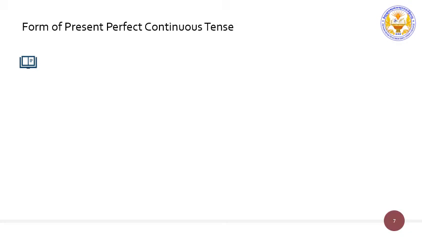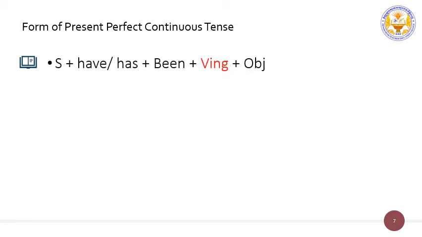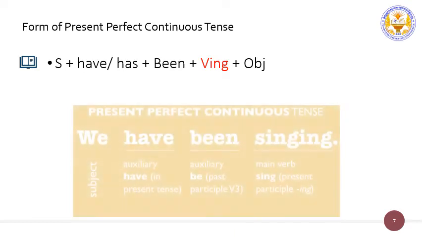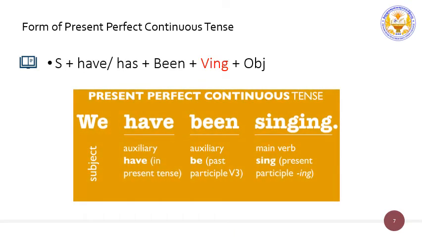As you can see, the word continuous tense, remember present continuous tense? To be plus verb-ing, right? So in order to change it into perfect, you just need to add have or has, plus be, plus verb-ing. So be here we change to past participle, verb 3. So the structure must be subject plus have or has plus been plus verb-ing and plus object.